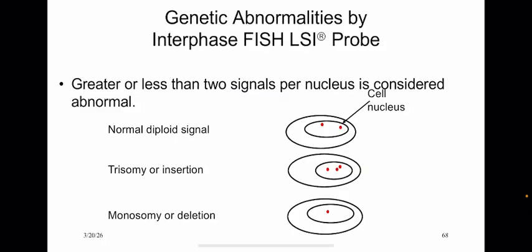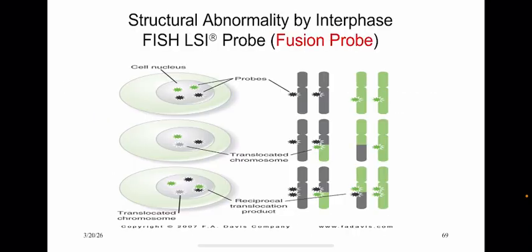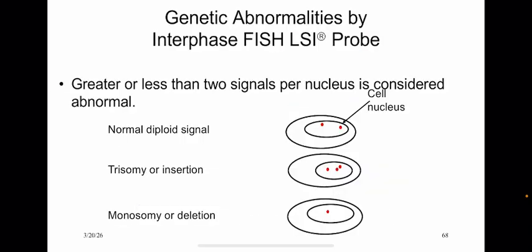So let's look at genetic abnormalities by interphase FISH LSI probes. Greater or less than 2 signals per nucleus is considered abnormal. The FISH LSI probe is a fusion type of probe, which simply means we are using two probes. Mostly it is one green and one red, but the diagram we'll be using is green and black, so don't get confused. We are expecting two signals. If the signal after using the probe is more than 2 or less than 2, then obviously there is an abnormality. If it is 3, mostly it's a trisomy. If it is 1, monosomy or deletion.